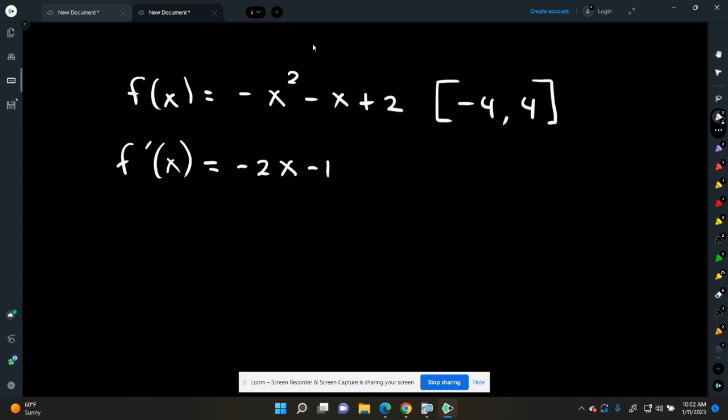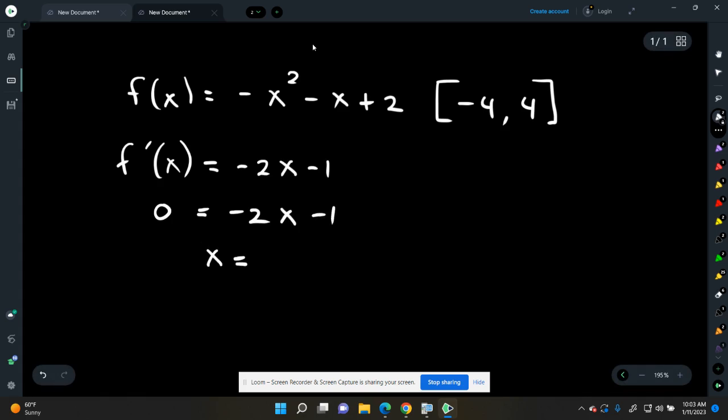Okay, there's my f of x. Set it equal to 0. So we get x equals negative 1/2. You move the 1 over, it becomes positive, and then we're dividing. So negative 1/2.